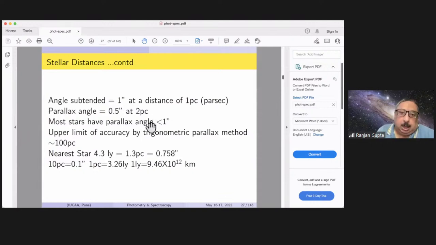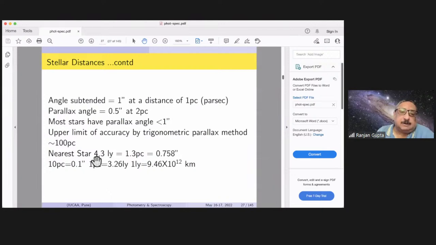As was mentioned, most of the stars which you see in the night are less than that angle, so they are anyway more than 1 parsec. They are quite far. In fact, how far and how close, we'll see in the next 2-3 slides. The accuracy by this method is up to 100 parsecs, which transforms to 0.01 arc second, because below that angle it's very difficult to measure. There are other methods called spectroscopy, which I will not cover in this talk. But the simplest trigonometric parallax method allows you to go up to 100 parsecs.